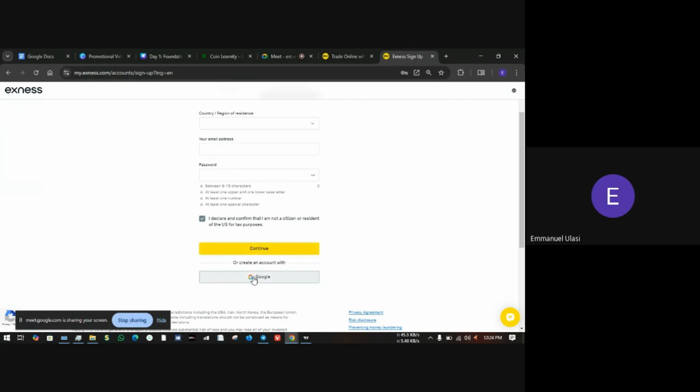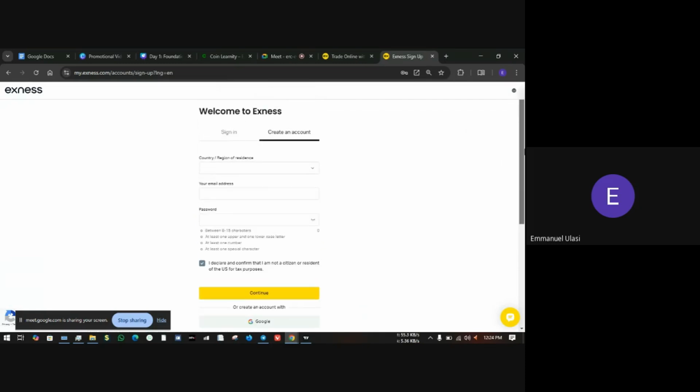Or you can create an account with Google also. If you don't want to go through the hassle of inputting all these parameters, and you're logged into your Google account on your browser, what you can do to make things easier for you is to come over here and click on create an account with Google, as you can see here, and follow the next steps. Once you do that, that should open your account and sign you into your account.